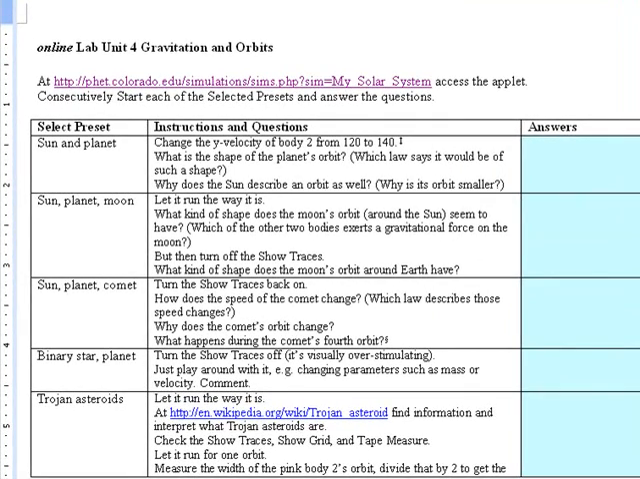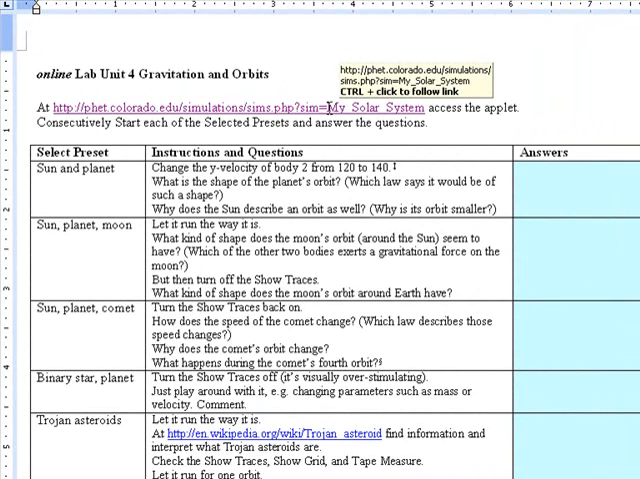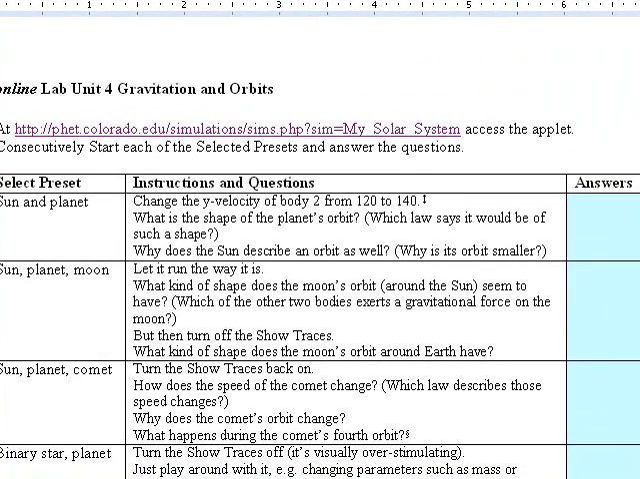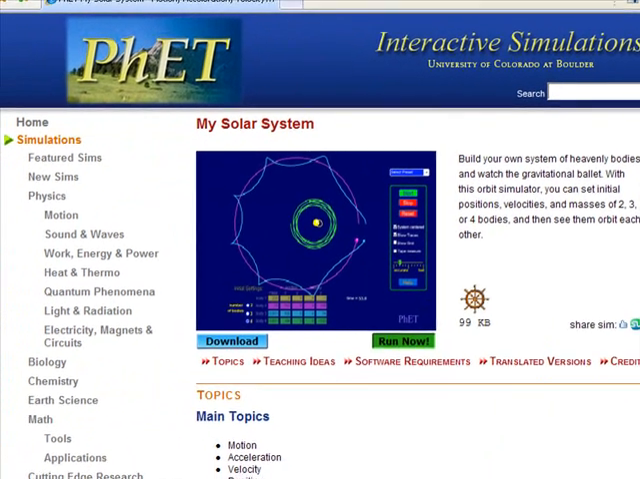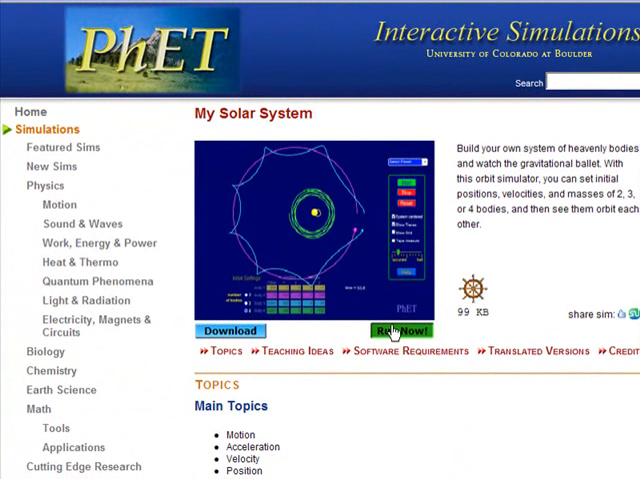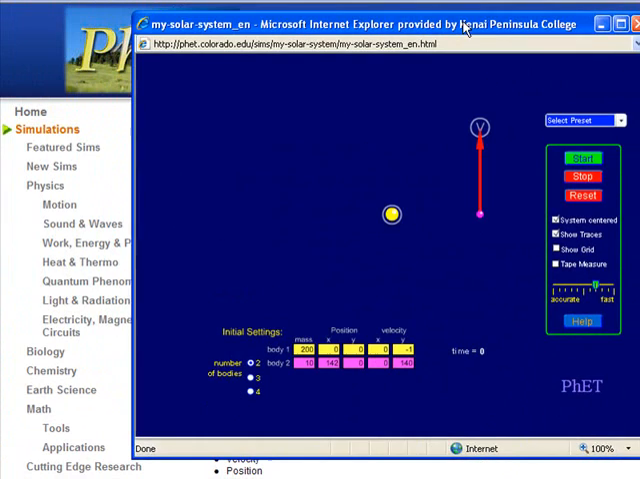This recording shows you how to work with this Gravitation Applet. First, go there from within the lab sheet, so I'm going to hit Control, click on there, and I'm going to get it. There, that's what it opens. Now you click on Run Now, and there's the applet.